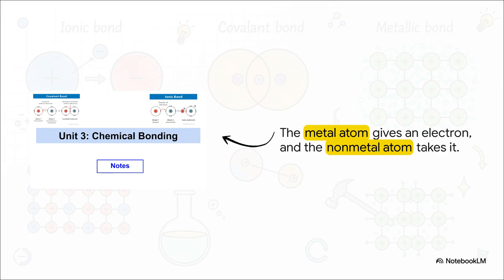And in this little drama, you've got two main players. You've got your metal atoms. They're the givers. They're totally fine with losing an electron. And then you have the nonmetals. They're the takers. They are more than happy to snatch that electron up.